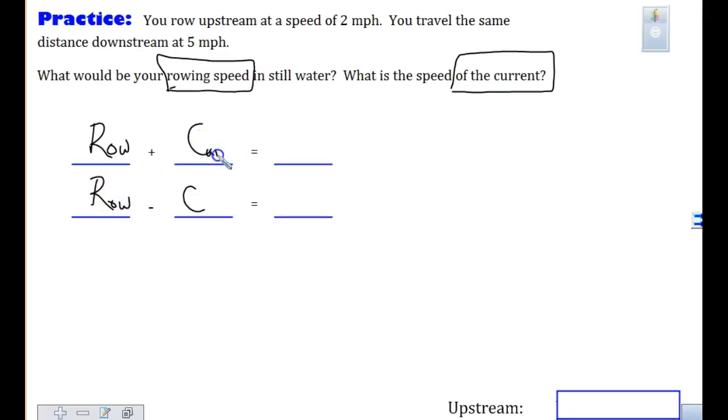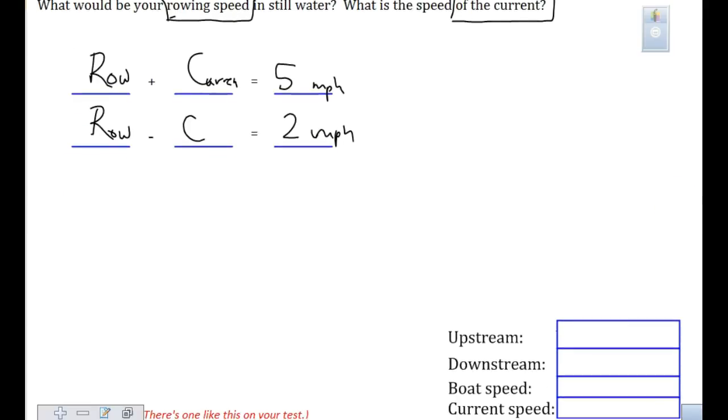Okay? This is our current. This is our, as we are looking at it. When we are going with the current, we went 5 miles per hour. When we went against the current, we were going 2 miles per hour. It is set up again perfect to use elimination. Solve it, please, so that you can tell me the upstream, the downstream. Those are our equations here.